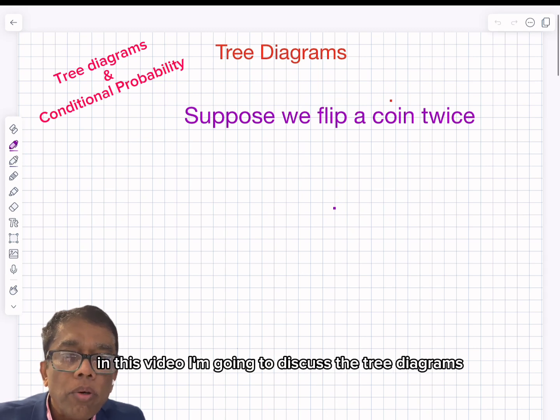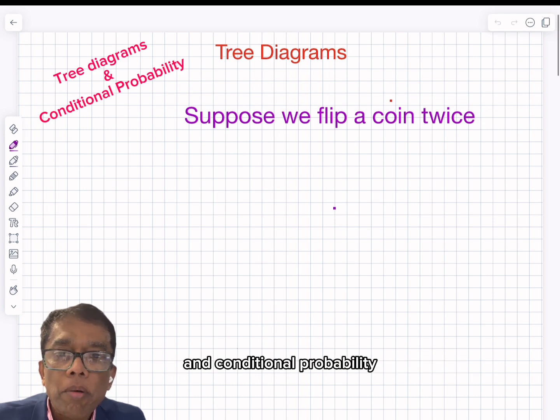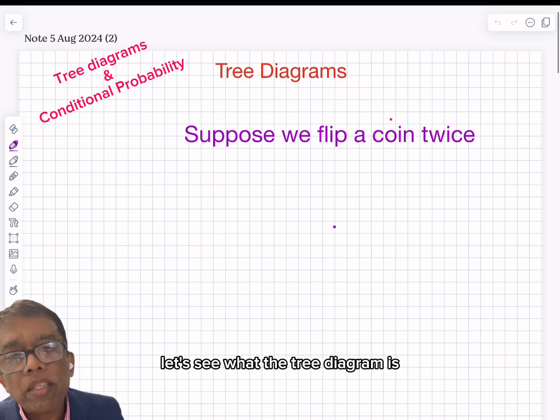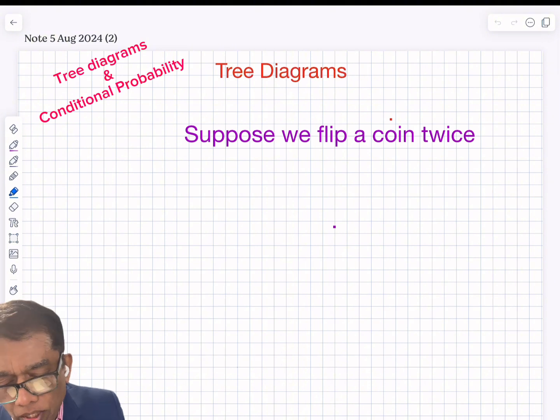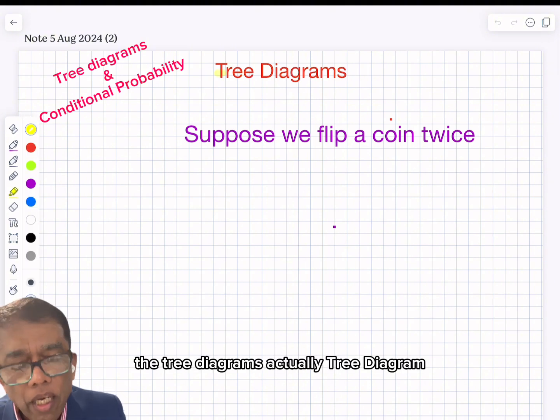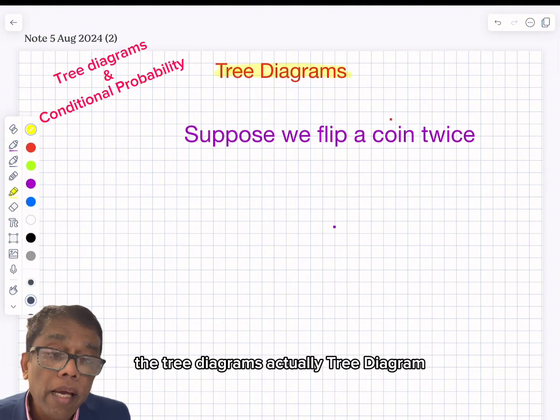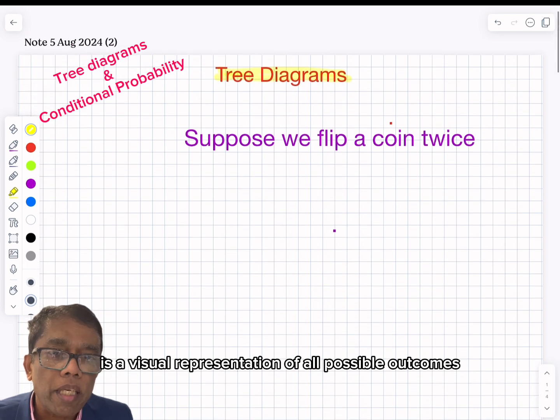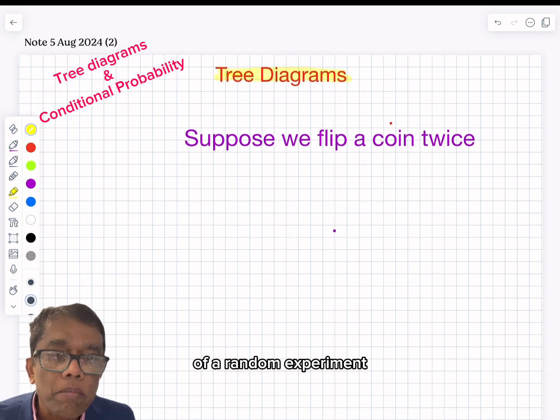In this video, I am going to discuss the tree diagrams and conditional probability. Let's see what the tree diagram is. Actually, a tree diagram is a visual representation of all possible outcomes of a random experiment.